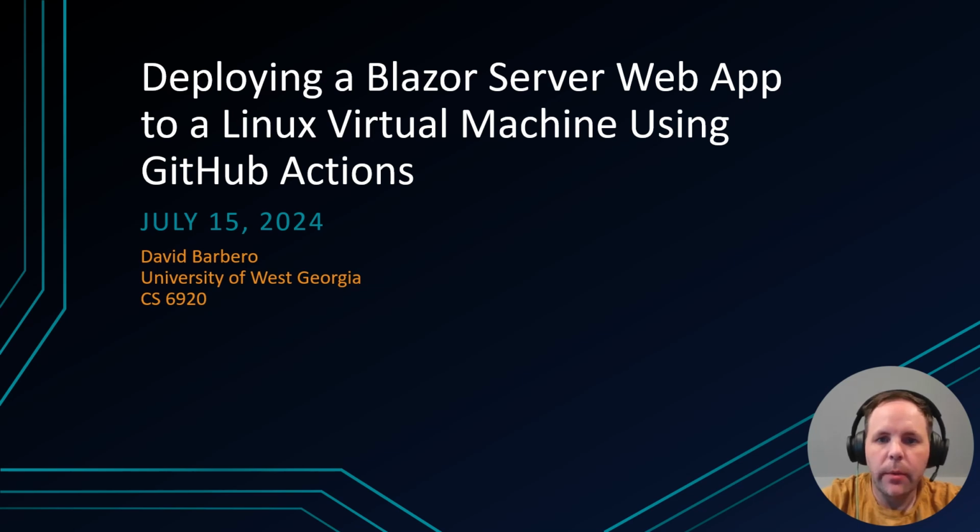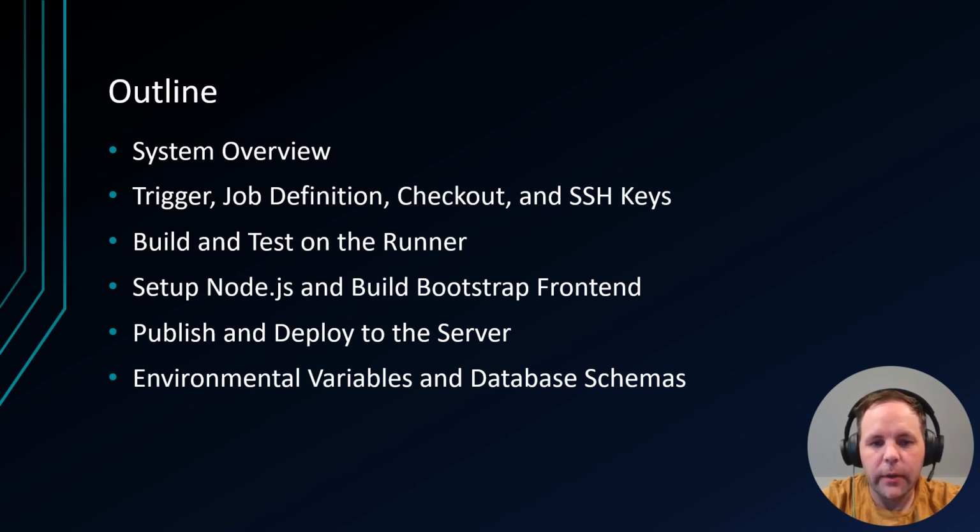Name is David Barbero, and this is a video about deploying a Blazor server web application to a Linux virtual machine using GitHub Actions. GitHub Actions is an essential CI/CD pipeline tool, and we'll get a holistic view of the setup by covering the slides outlined here, including interesting things like the use of Node.js to build the front end and the use of environmental variables.